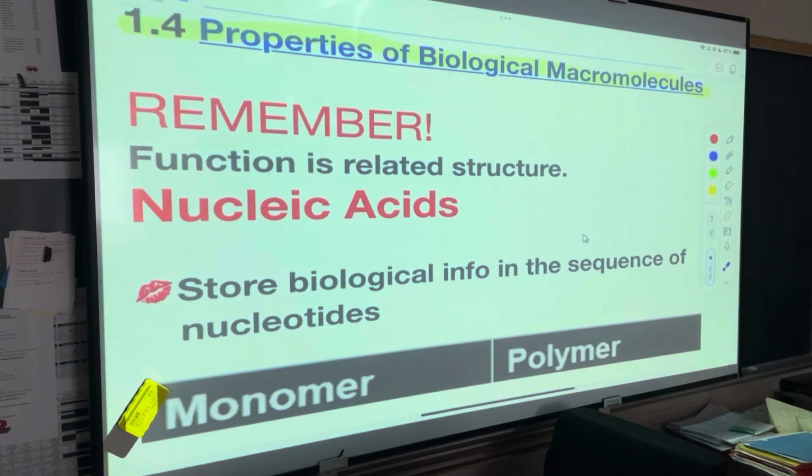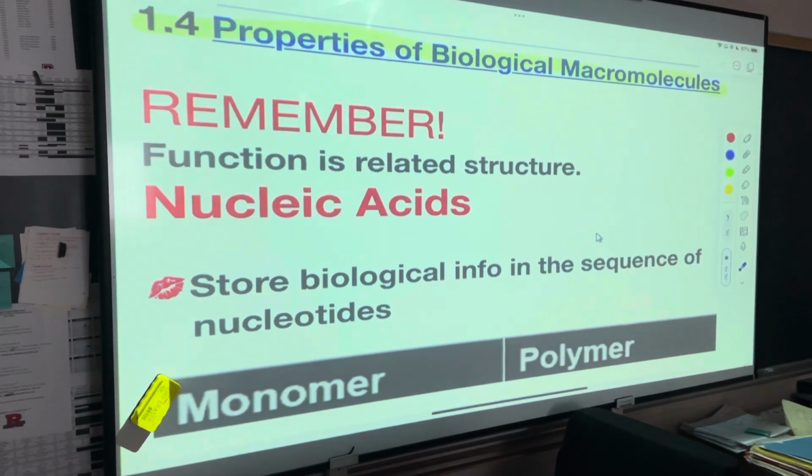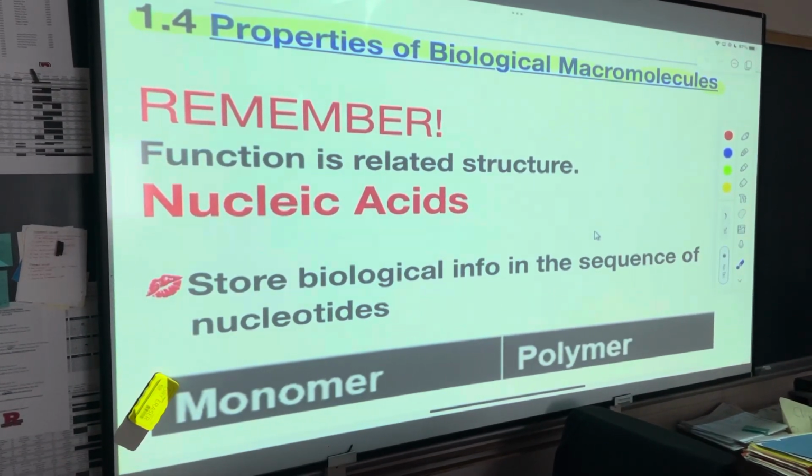So you know the four, right? Let's see, you have carbohydrates, lipids, proteins, and nucleic acids. So there's your four. Now, there's that big rule, remember: in biology, function is related to structure. So if the structure is a certain way, it's going to behave in a certain way.